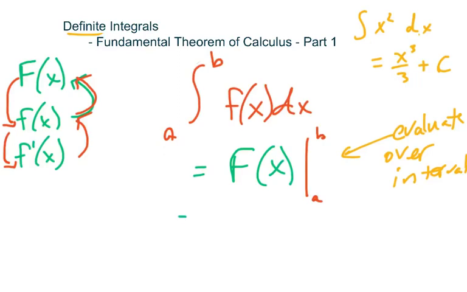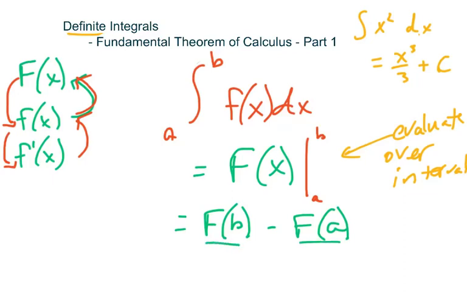And then what we're actually doing is evaluating F of b minus F of a. So we're going to plug both b and a into our antiderivative function. We're going to do the higher limit minus the lower limit, and whatever that value comes out to be is the area under the curve. That would be our final answer to the problem. So let's go through an example and see how we do.